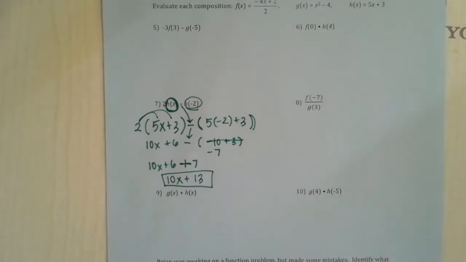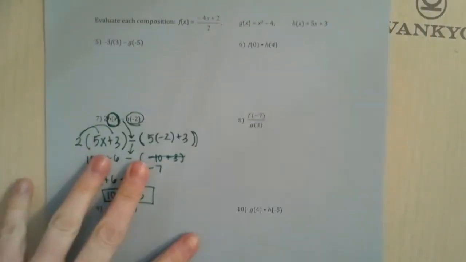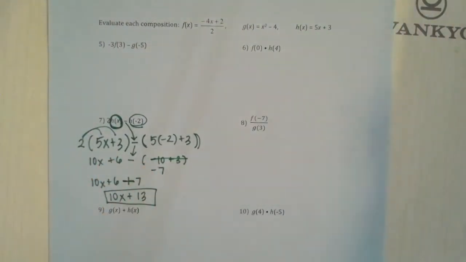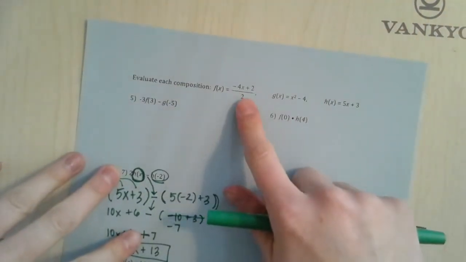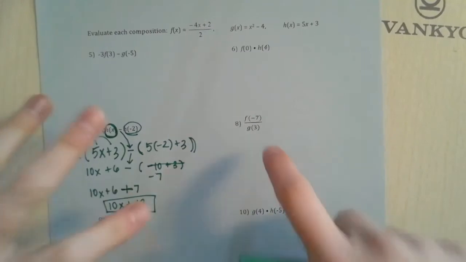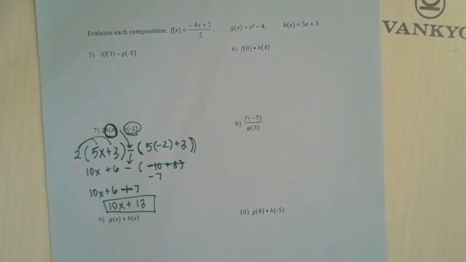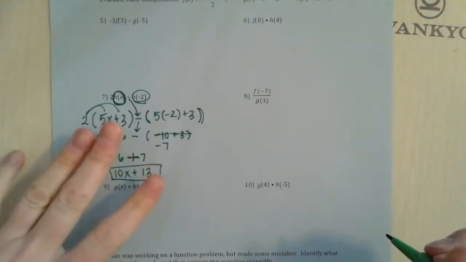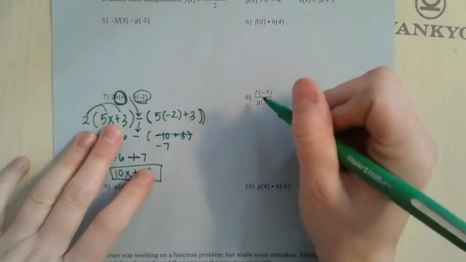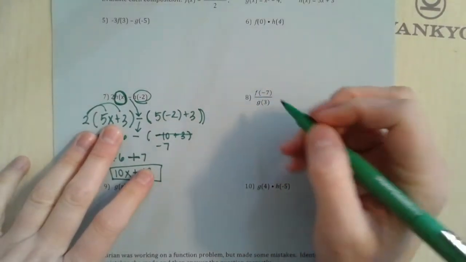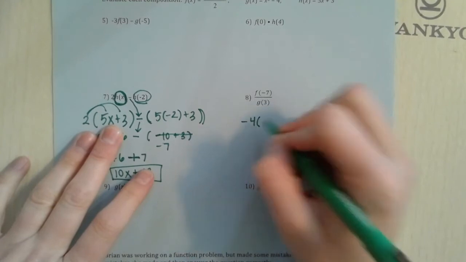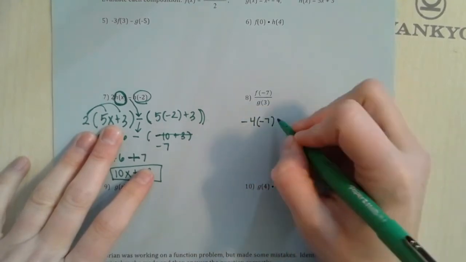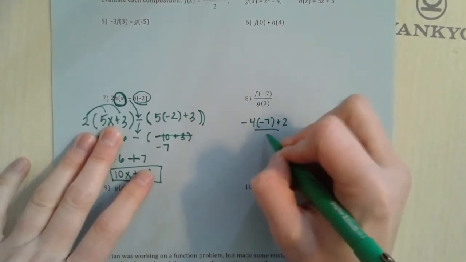Okay, so let's try number 8. Number 8 can be kind of tricky because it's a fraction. We have the f function on the top, which is already a fraction, and then the g function underneath. But if you just plug everything in, it can be pretty easy. So f of negative 7: our f function is negative 4, and I'm going to replace my x with negative 7 plus 2 divided by 2.